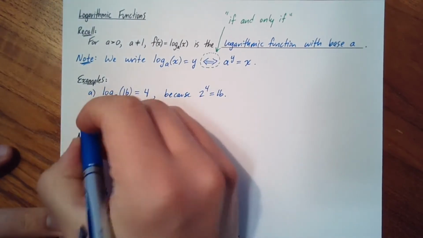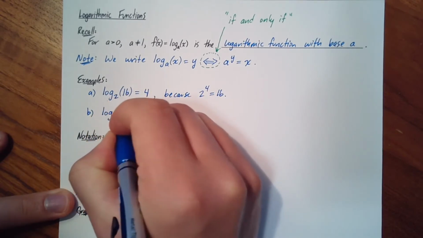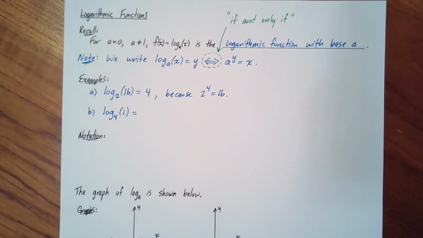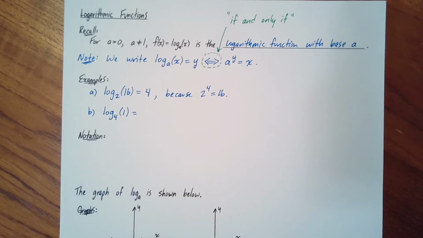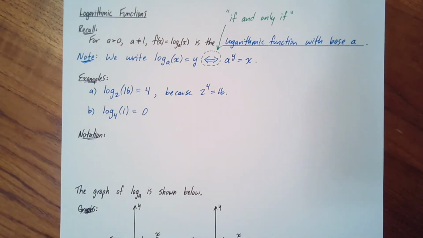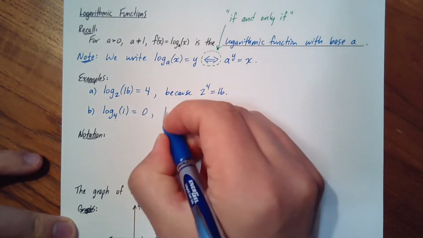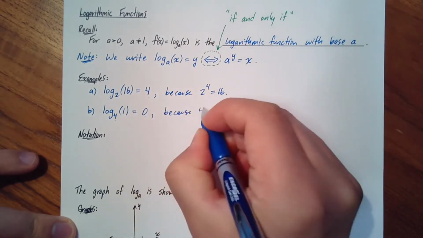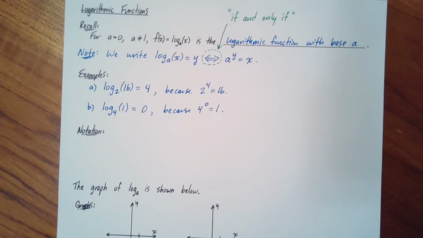Another example, if I had log base 4 of the number 1, how would I evaluate that? And remember, you're asking a question. You're saying, what exponent would I have to place on the number 4 to get 1 back as the answer? And it turns out, in this case, this log is going to evaluate to 0. Because if I raise 4 to the power of 0, I get 1. In fact, anything raised to the power of 0 would give me 1.